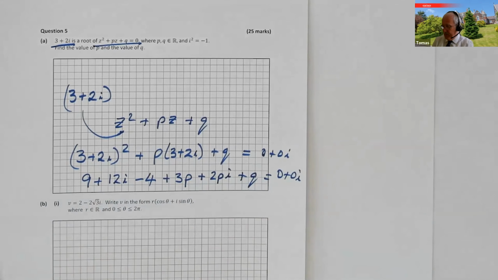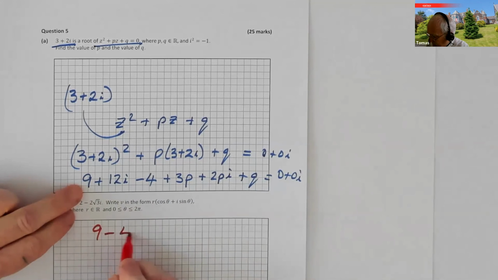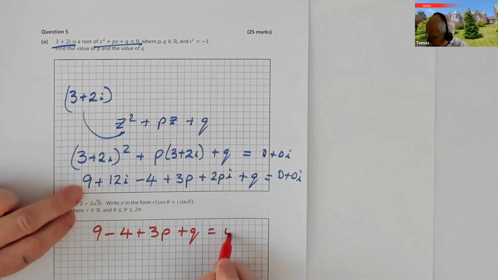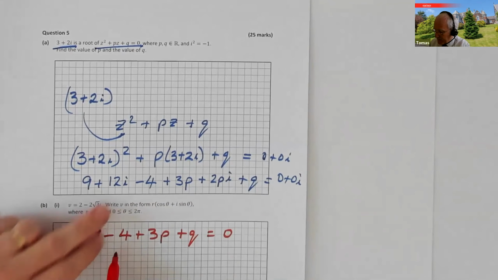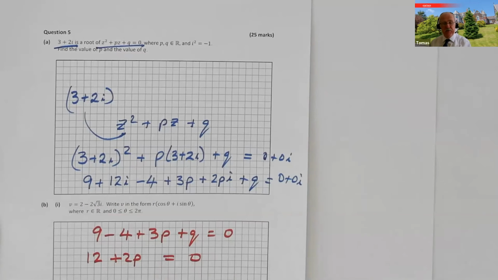And hopefully what we'll find is if we bring all the real parts together, the real parts give us an equation: 9 minus 4 plus 3p plus q is nothing. And the imaginary parts give us 12 plus 2p equals nothing. That should solve for p. We should be able to solve for q.